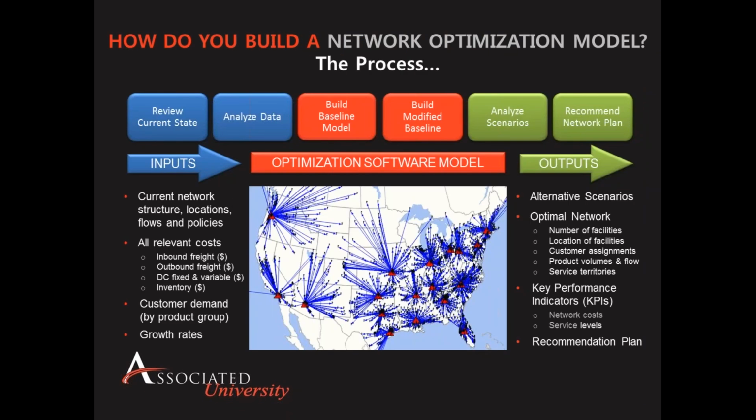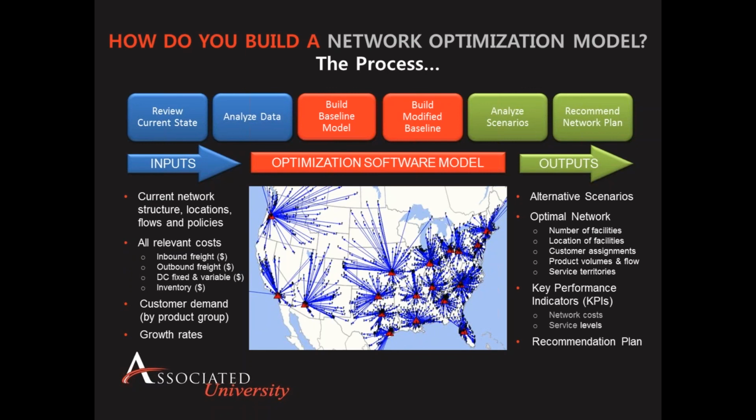So let's talk a little bit about the process or methodology. We see this as 6 fundamental steps and really 3 primary chunks of work that are involved in building a network optimization model, again using a commercially available optimization software tool or package.